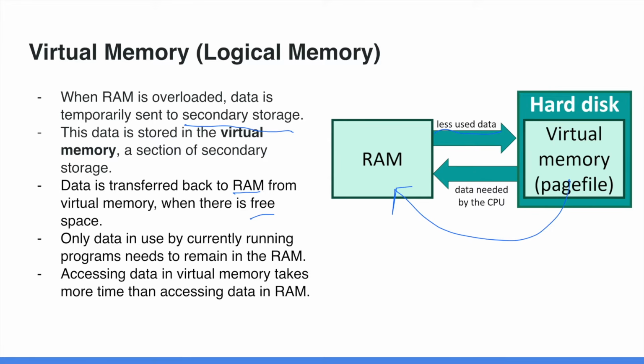Now, one thing to take into consideration is that accessing data in virtual memory takes more time than accessing data in RAM. So a hard disk or secondary storage is always going to be slower than RAM. Hence, we don't want to have to use virtual memory, but if it's necessary, then we will. Generally, our computer is always going to run faster when it's reading off RAM.